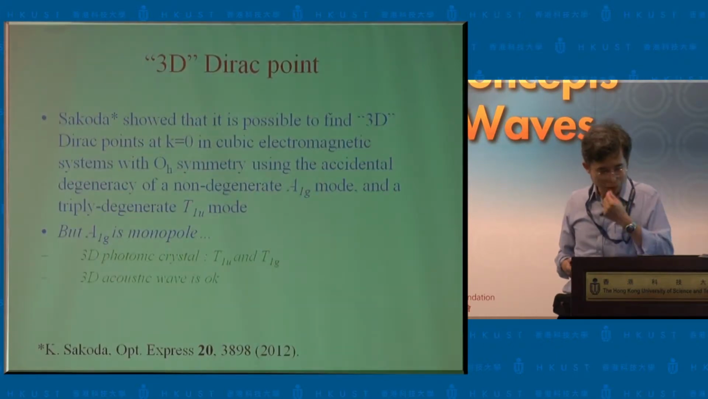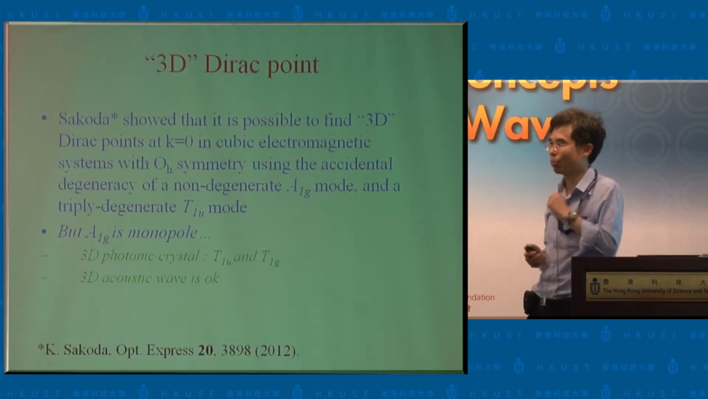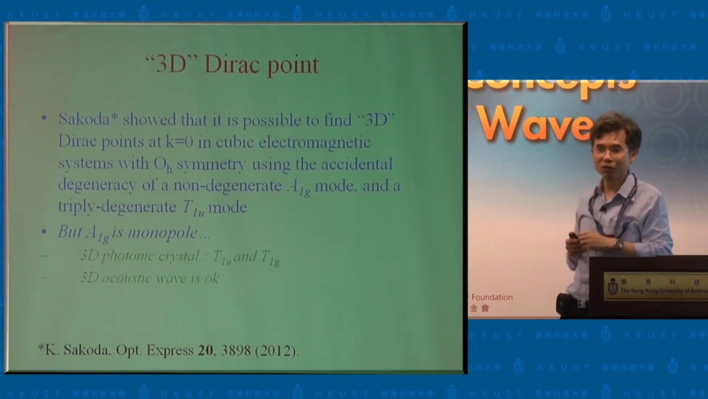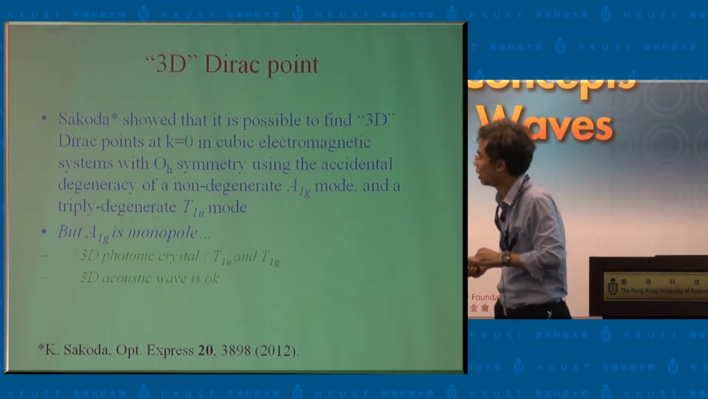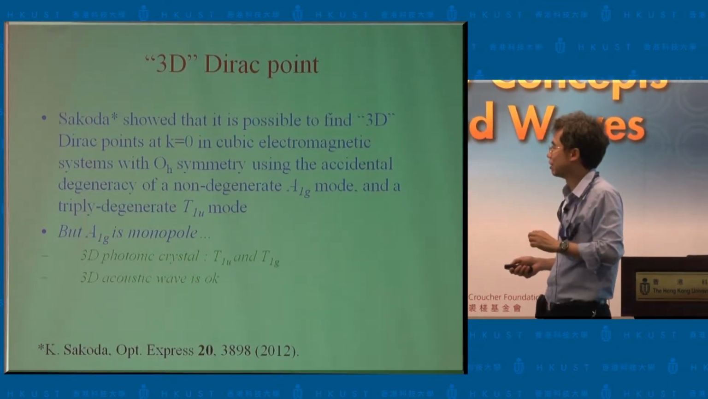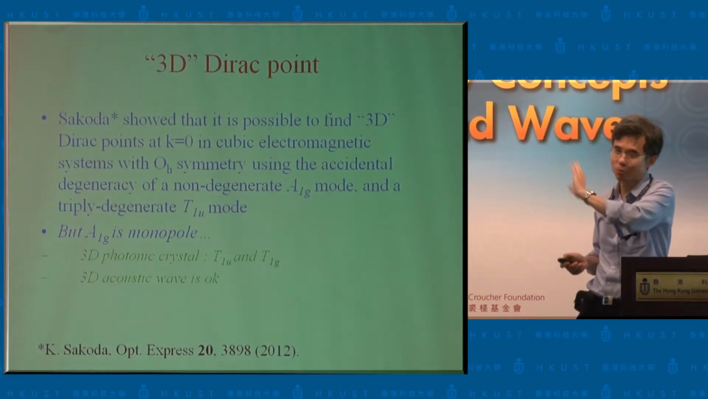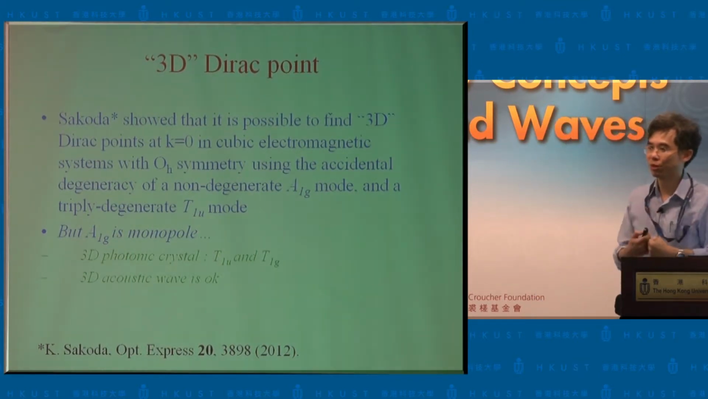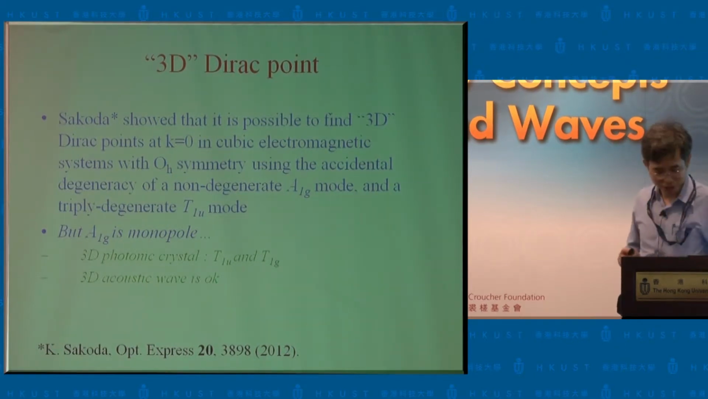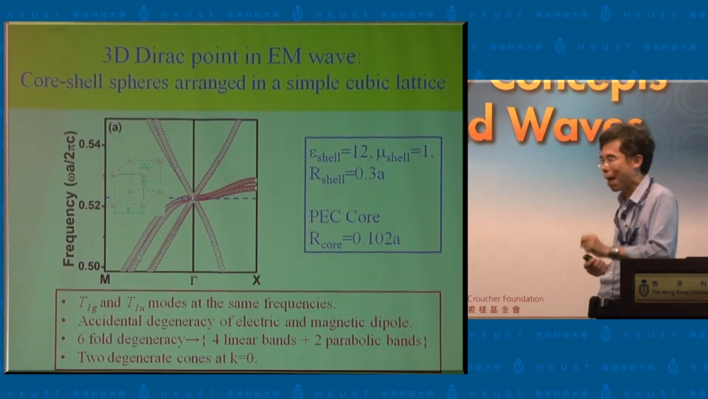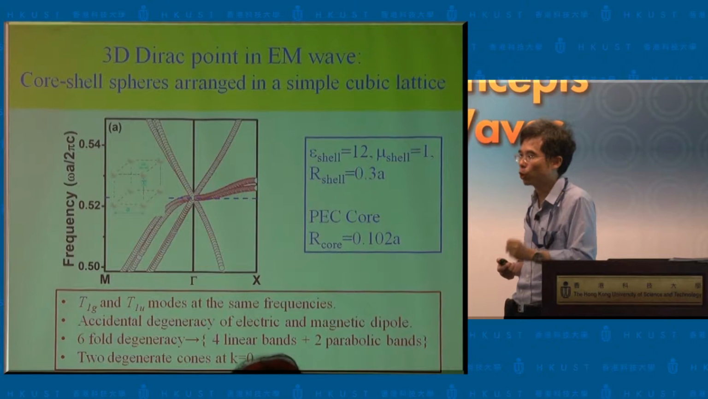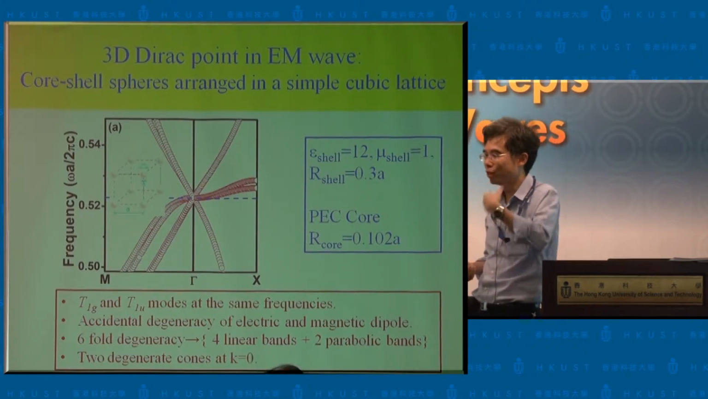While we were thinking about this problem, Professor Sakoda from Japan already published a paper saying that it can be done, using group theory. He proved that if someone can find a system with an A1g and a T1u mode, which basically means you have a monopole and a dipole, and you arrange them to be degenerate, you can get a 3D Dirac Cone. But it's not so easy, because for 3D optics it's very difficult, if not impossible, to find a monopole for an EM wave. And so we choose another way.